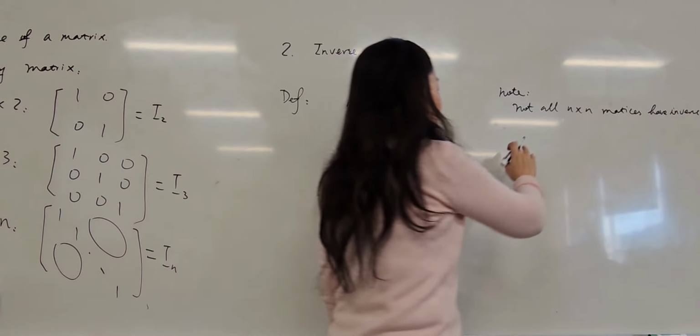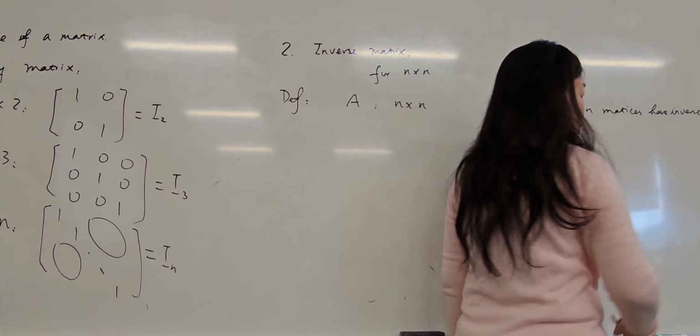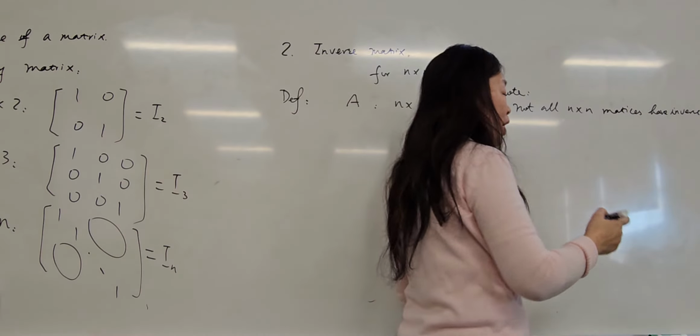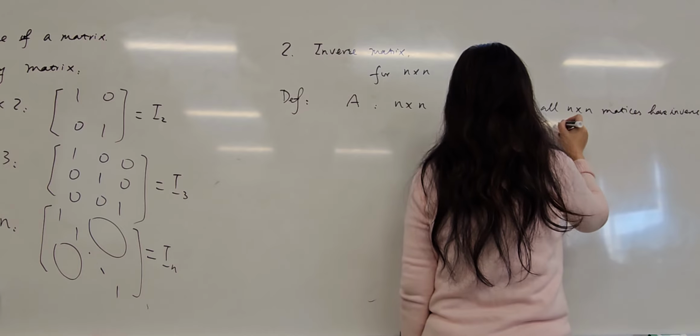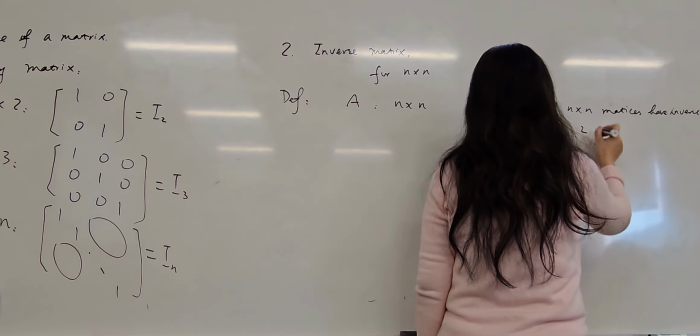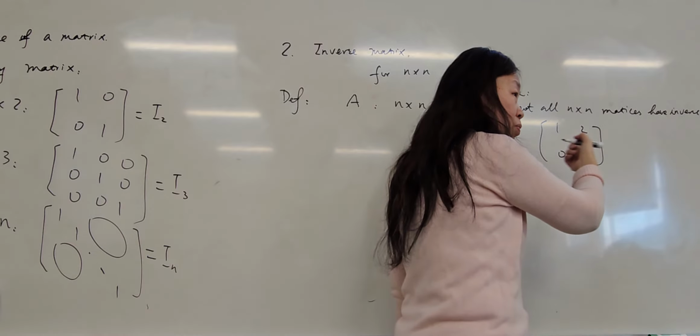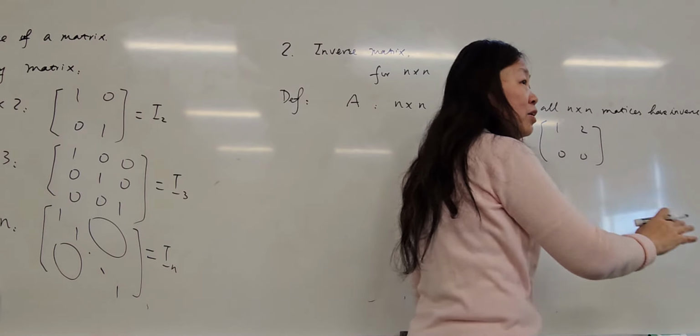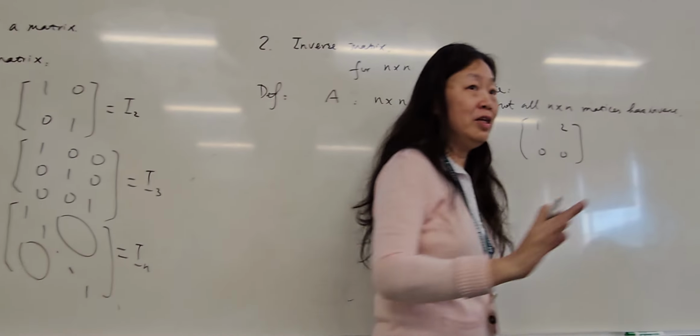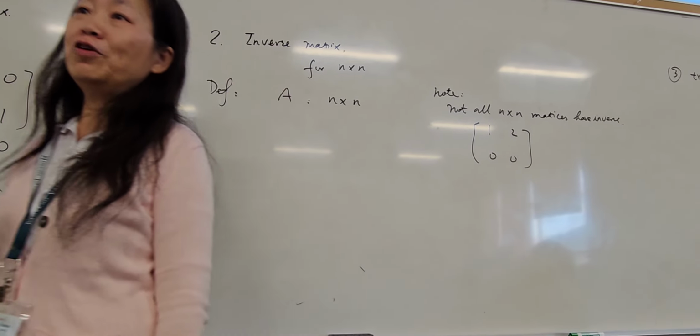Not all n by n matrices have an inverse matrix. In many cases, you don't have an inverse matrix. Look at this one. If a whole row or a whole column is 0, you are a square matrix, but you are not going to have an inverse, okay? You follow me here?